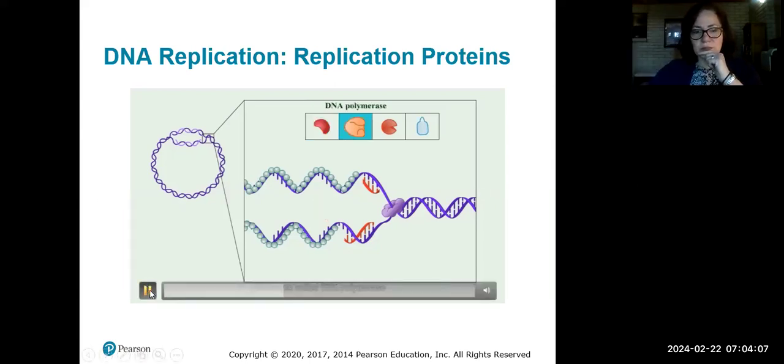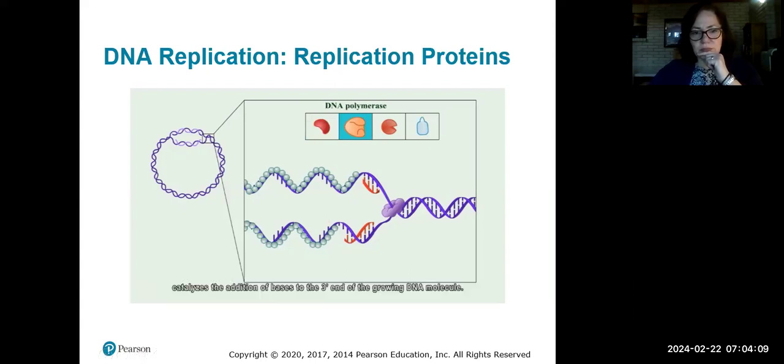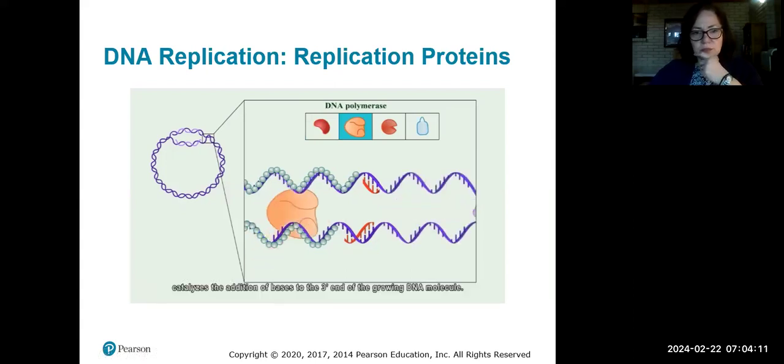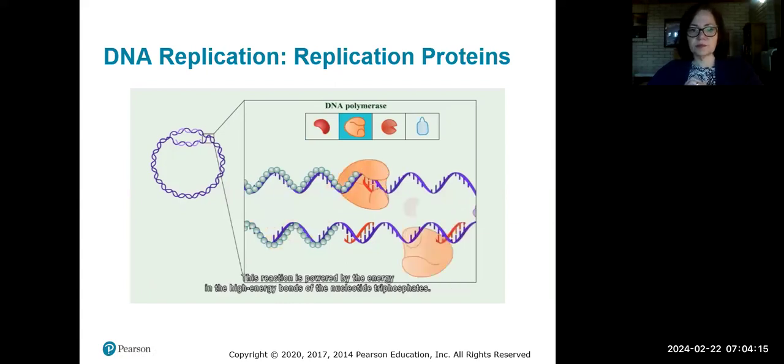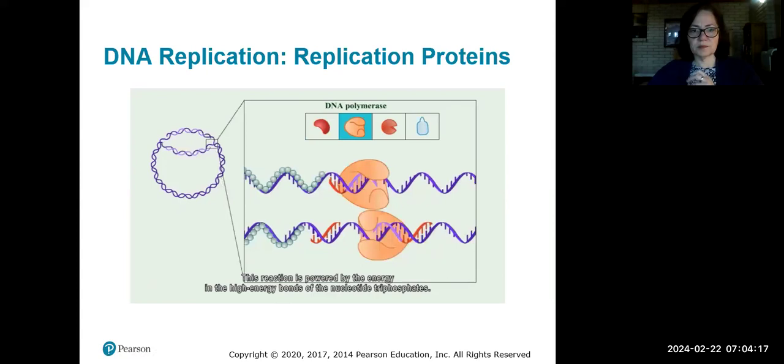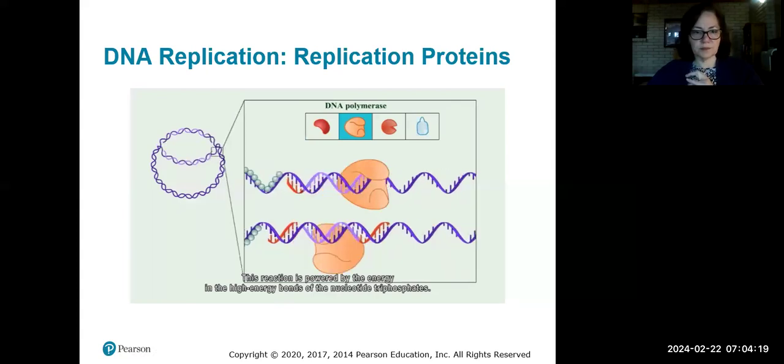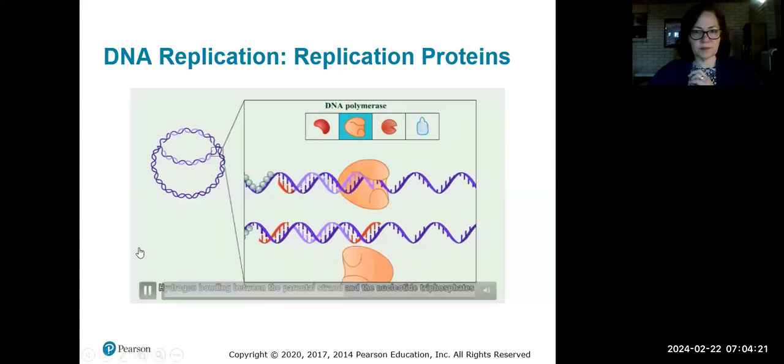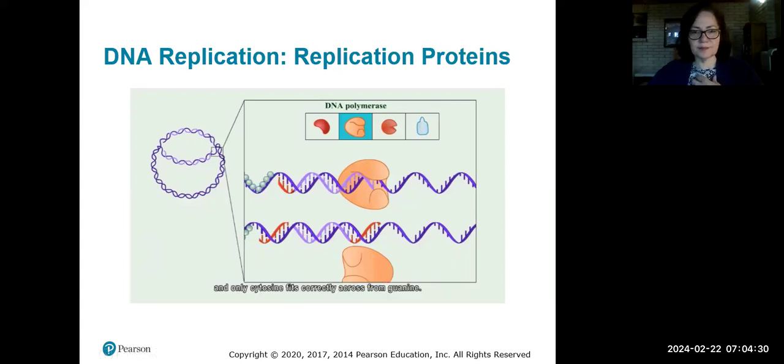An enzyme called DNA polymerase catalyzes the addition of bases to the 3' end of the growing DNA molecule. This reaction is powered by the energy in the high-energy bonds of the nucleotide triphosphates. Hydrogen bonding between the parental strand and the nucleotide triphosphates dictates which base is added. Only thymine fits correctly across from adenine, and only cytosine fits correctly across from guanine.